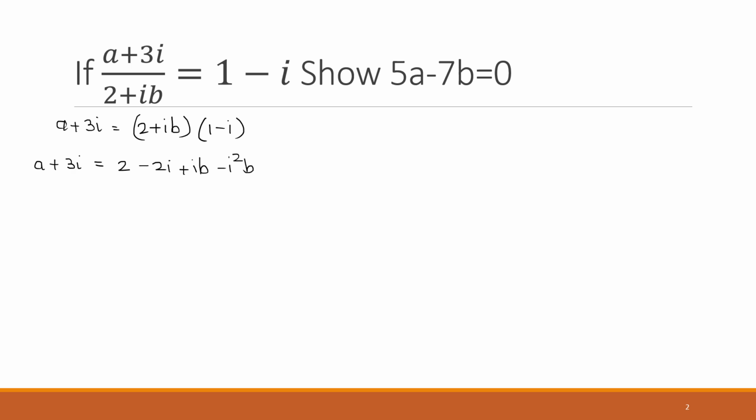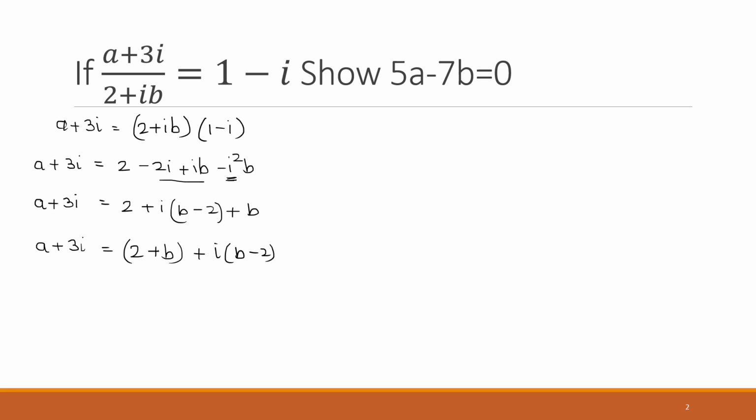Correct? Now, do I know how much i² is? −1. How much is i²? −1. So this −1 and the minus becomes plus. So 2, I'll take i common from here. If I take i common, this will come b − 2, and this will become b. That is, on the left side there is a complex number a + 3i, and on the right side there is a complex number like this. Now since two complex numbers are equal, I can say that the real part on the left side is equal to the real part on the right side, and the imaginary part on the left side is equal to the imaginary part on the right side.